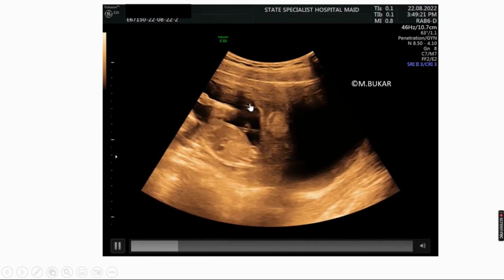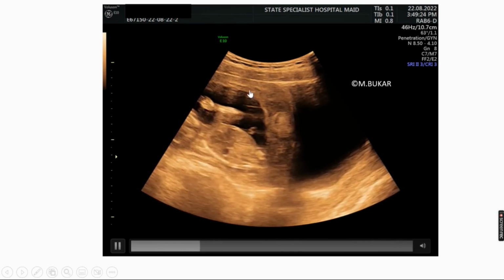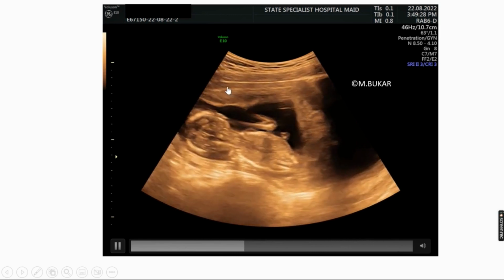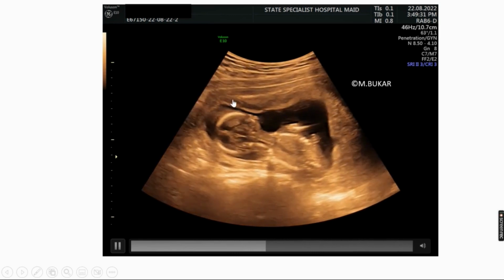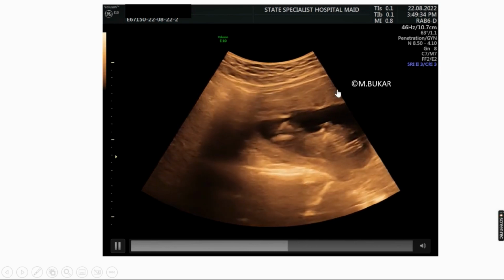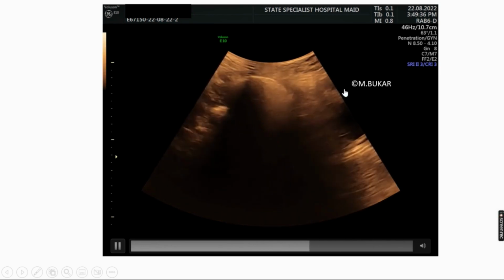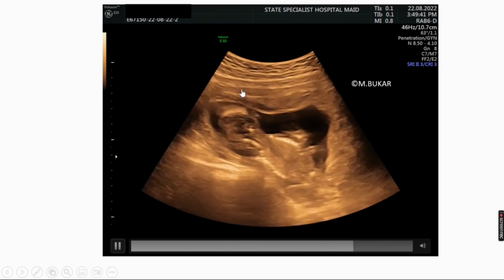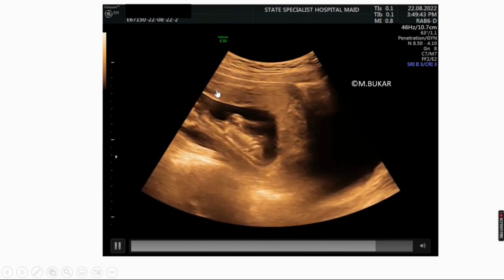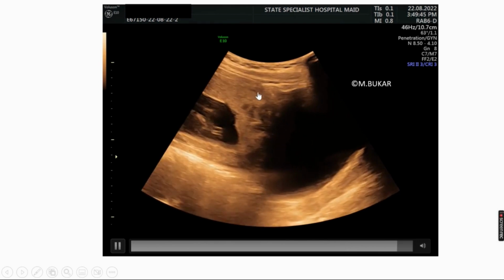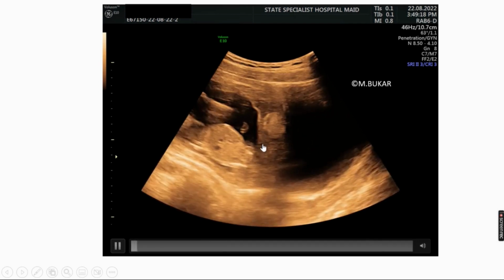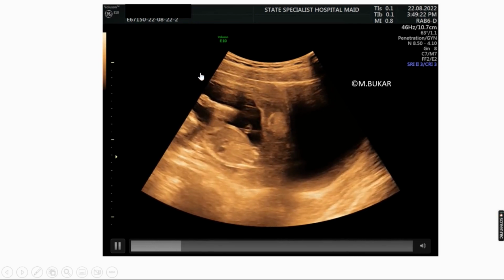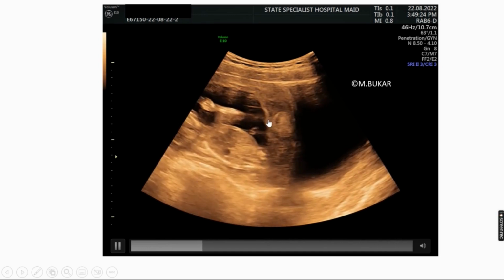Here you can trace the myometrium here and the subchorionic hemorrhage here. Again, you can see the myometrium here and the subchorionic hemorrhage here. It continues up to here. So this is moderate subchorionic hemorrhage.